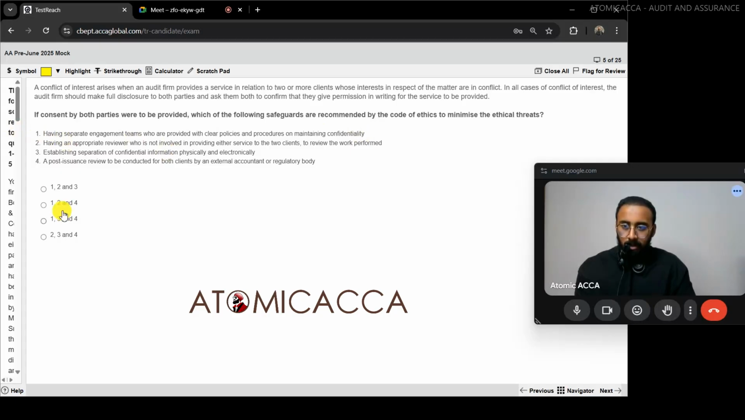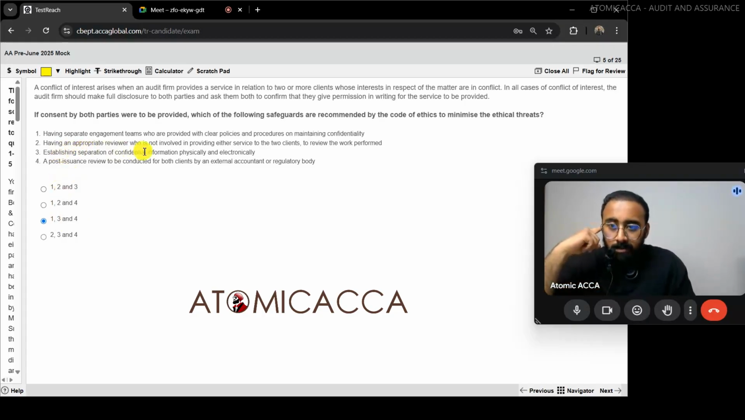Okay, we have to select from here. So having separate engagement teams who are provided with clear policies and procedures on maintaining confidentiality, one is correct. So it is either one, one, one. So automatically 2, 3, 4 is out. So either 1, 2, 3, 1, 2, 4, 1, 3, 4. What is common in all of this? 2, 2 is over here, 3, 3 is over here, 4, 4 is over here. Okay, so you can't figure out yet. Let's go to the next one.